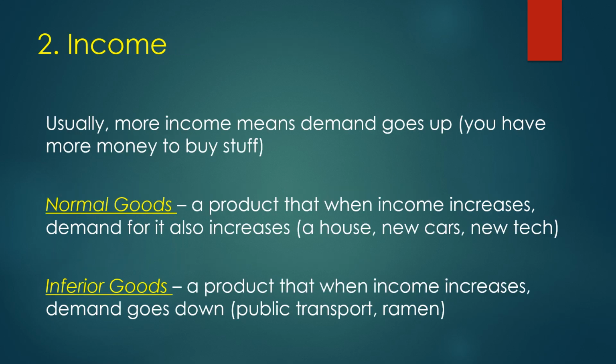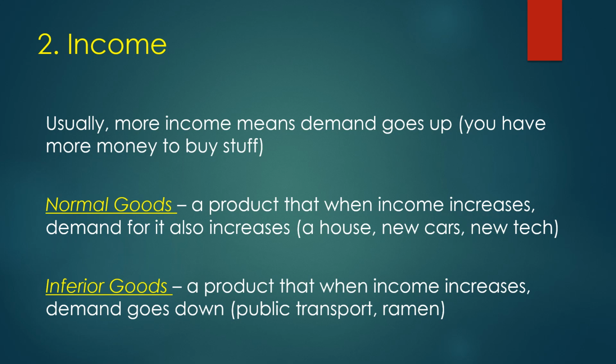Number 2 is income. Usually more income means demand goes up. You have more money to buy stuff. And we can break down goods into 2 different types. We have what we call normal goods, which is a product that when income increases, demand for that also increases. So we like to think of maybe a new house, a new car, new technology. When you make more money, the demand for those particular items goes up because you can afford them now. Those are normal goods. Inferior goods is a product that when income increases, demand goes down.